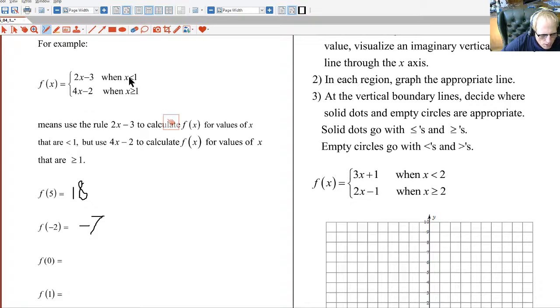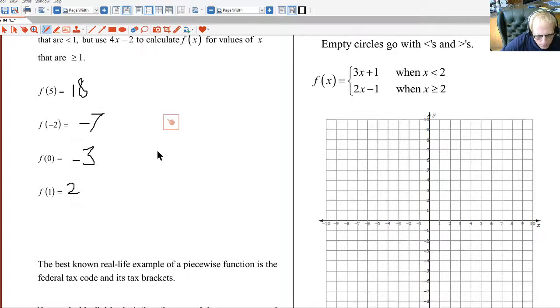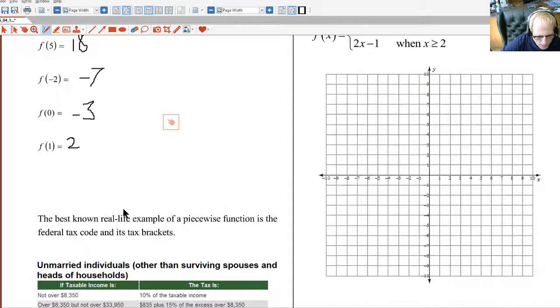f of 0: 0 is less than 1, so I would do 0 minus 3, which would give you minus 3. And then 1, when you put 1 in there, I would get 2 minus 3. Well, actually, is 1 less than 1, or is it greater than or equal to 1? It's greater than or equal to 1. So I would use the 4x minus 2 rule. So that would give me 4 times 1 minus 2. That would give me a 2. And you have to forgive me, I'm writing with my mouse cursor, so I'll do the best that I can.